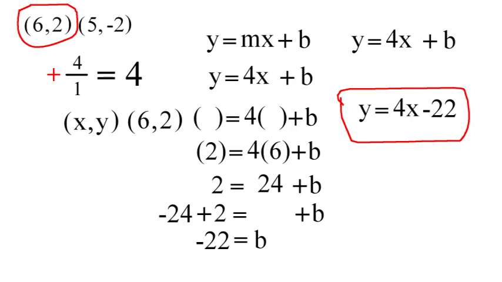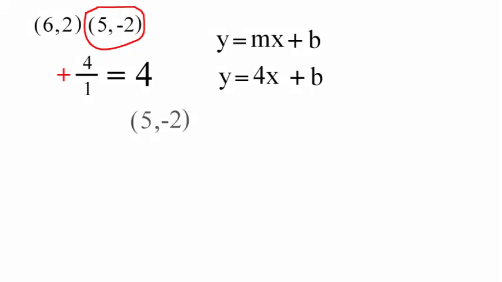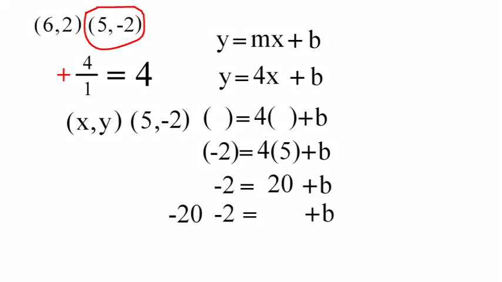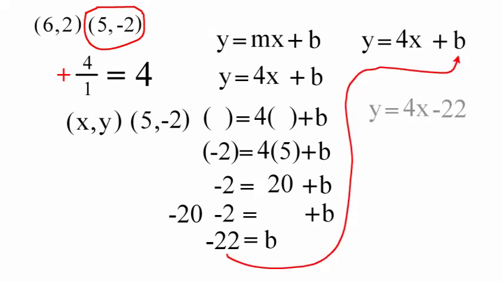If I chose to use 5, minus 2 instead, here's the arithmetic involved. I plug in 5 for the x letter and minus 2 for the y letter. I multiply 4 times 5 to get 20. Then I have to move the 20 over to get the b by itself, and it becomes minus 20 when I move it across the equal sign. Next, I combine minus 20 and minus 2 to get minus 22, which is the same value I got using the first point. Now I just plug in minus 22 in place of the b, and I have my equation of the line.